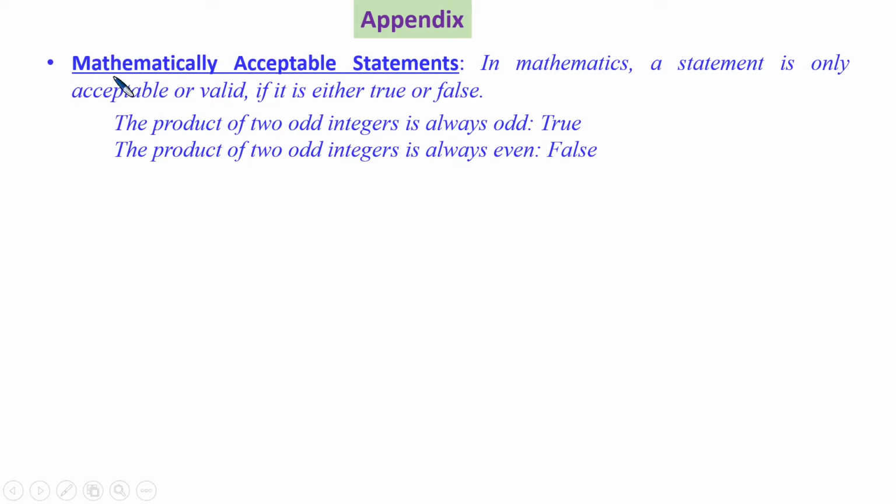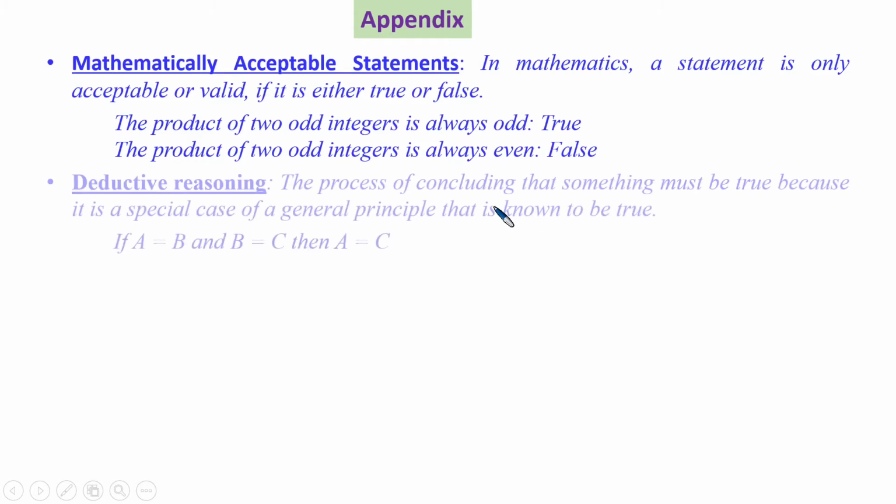So here, a mathematically acceptable statement. In mathematics, a statement is only acceptable or valid if it is either true or false. For example, a product of two odd integers is always odd is a true statement. A product of two odd integers is always even is a false statement.